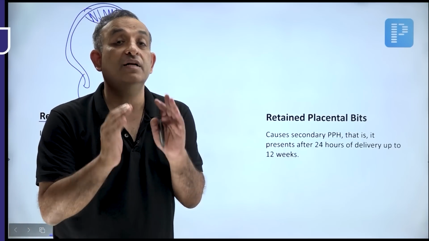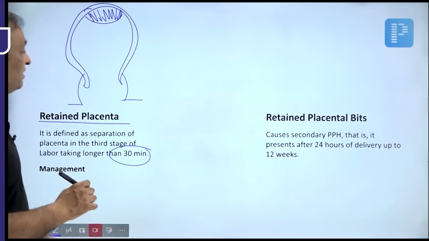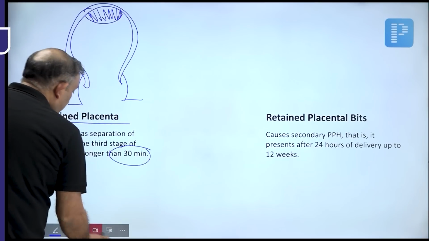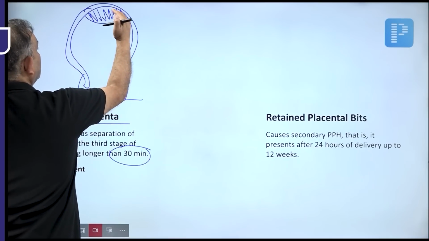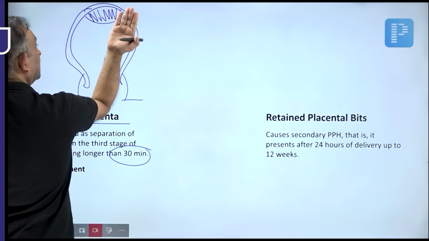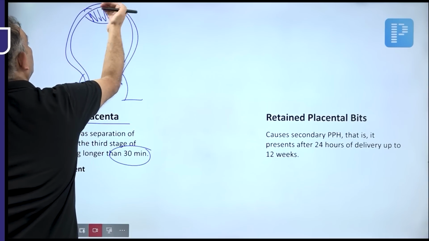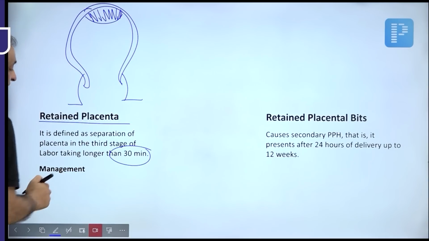Manual removal has to be done in the operation theatre. So give her anesthesia. The management is to put your hand inside the uterus under anesthesia, and with the ulnar border, you will scrape the attachment of the placenta and take it out.